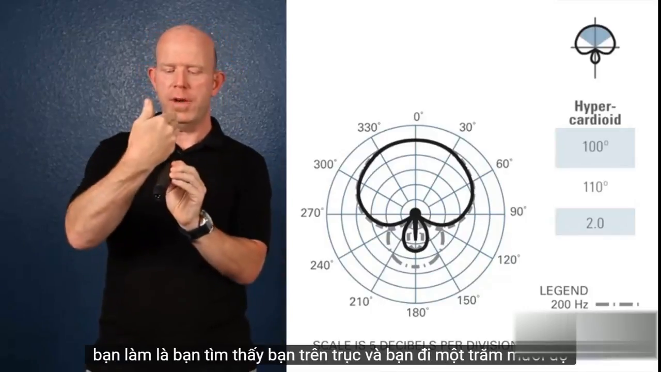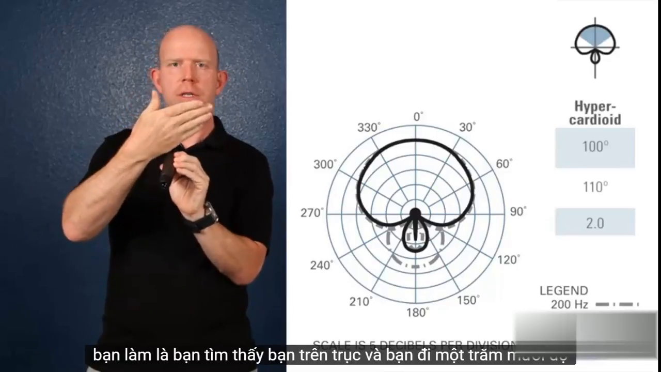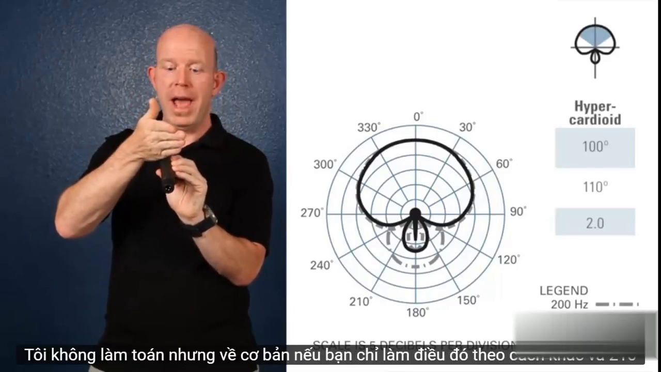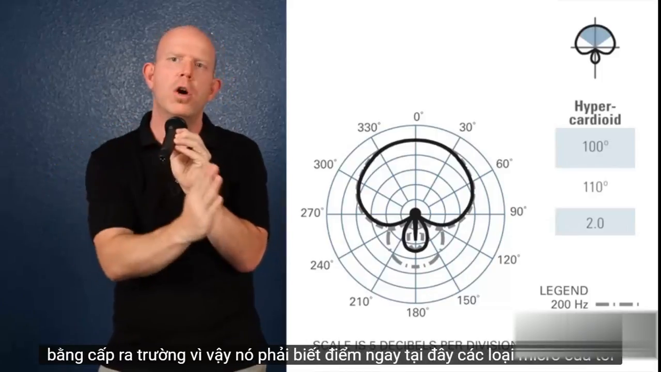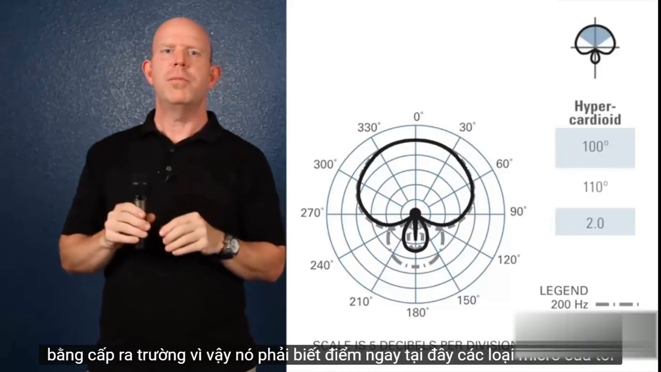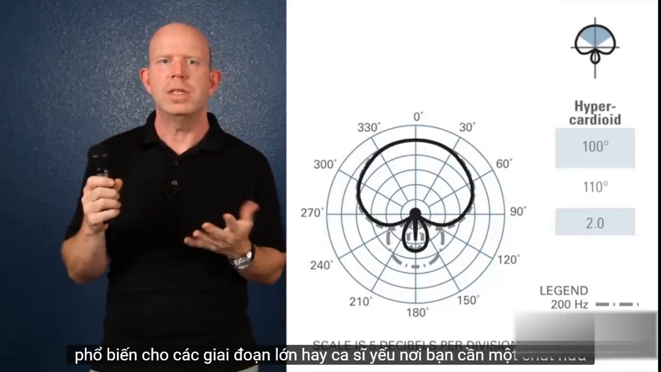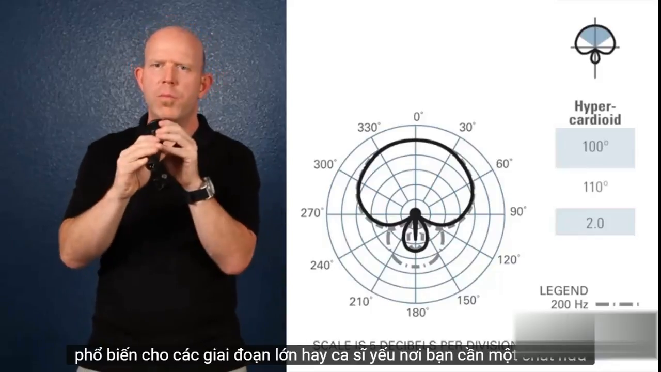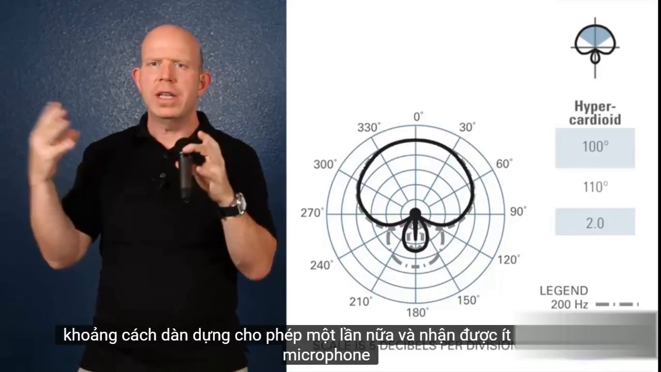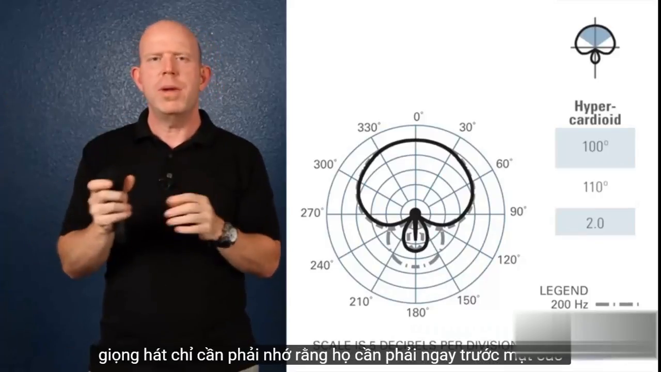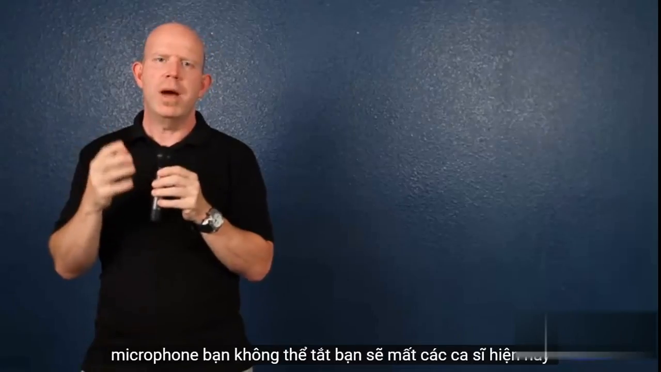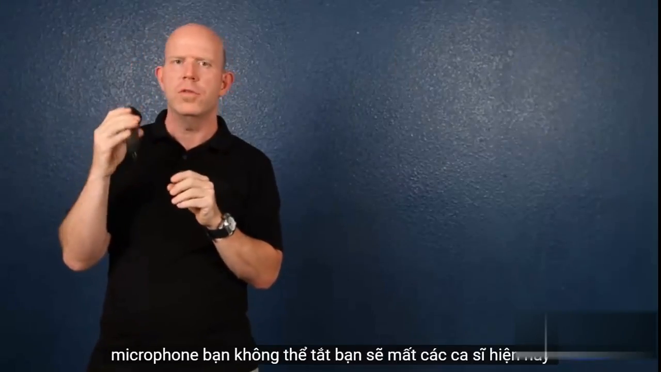So what you do is you find your on axis and you go 110 degrees. I don't do the math, but essentially if you just do it the other way and go 110 degrees, so it has two null points right here. These types of microphones are popular for loud stages or weak singers where you need a little bit more distance. Again, a loud stage, you're going to get less spill into the microphone. The vocalist just needs to remember that they need to be right in front of the microphone. You can't be off, you're going to lose the vocalist.